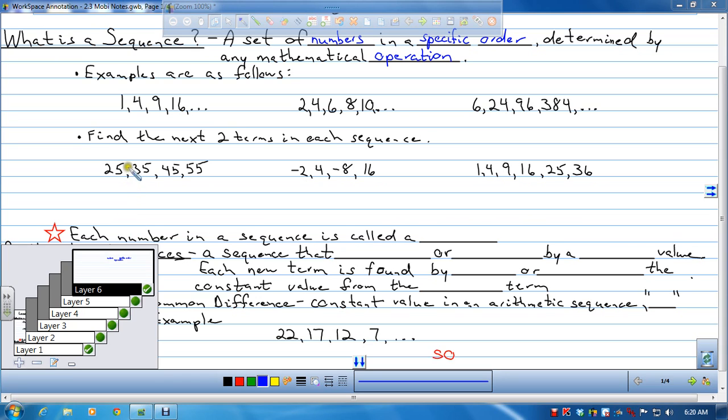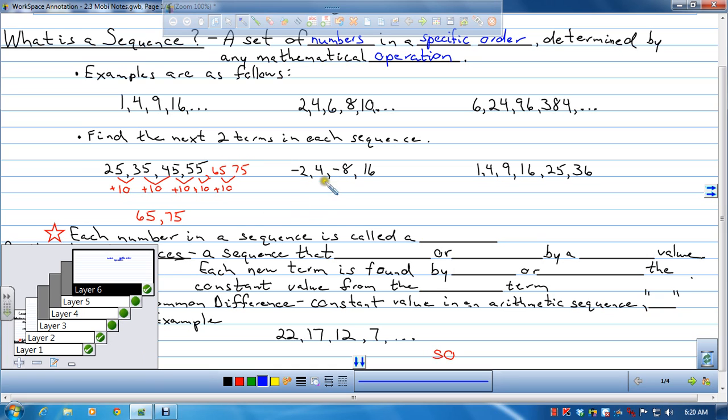Hopefully you'll notice here, what did you do? Find the next 2 terms of this one. You notice right away that that's going up by 10s. And here's a way that I like to show this sequence happening. We're adding 10 each time. So our next 2 would be 65 and 75.